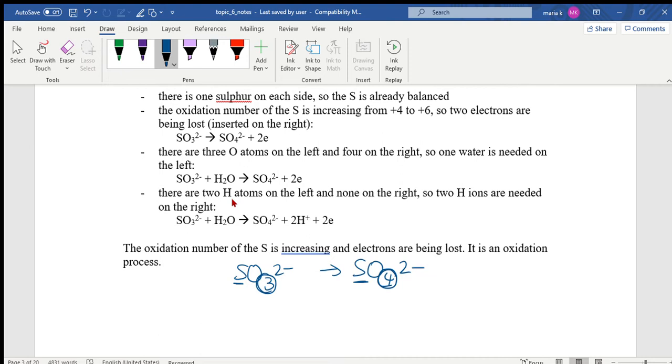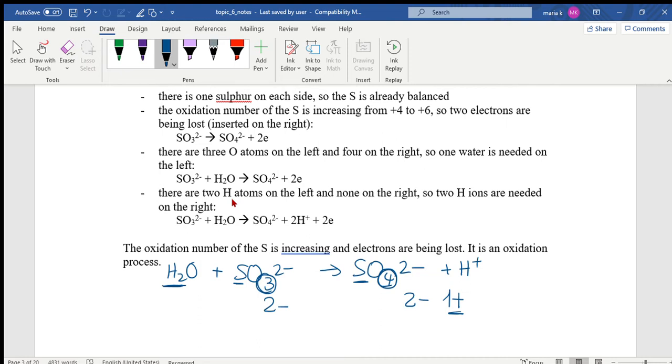And so we need to add an oxygen on this side by adding water. Now we need to balance these 2 hydrogens here with H+ ions. Then we're going to count the total charge. So 2- here and 1+ here. Here we have neutral and 2-, and so we need to add an electron, I believe.